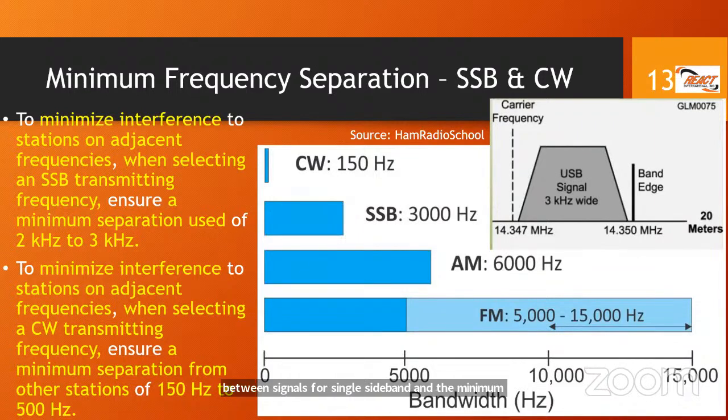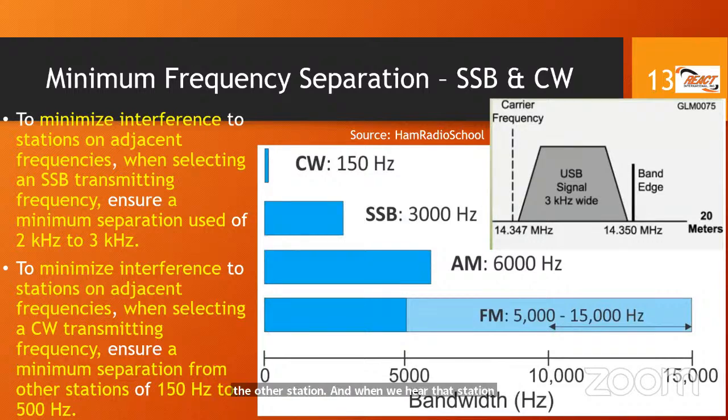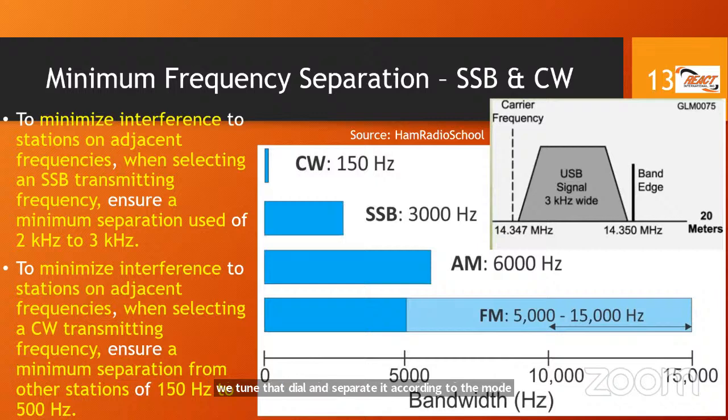So when we're using the tuning dial on our radio to tune the frequency that we're going to transmit or receive on, we need to make sure that we are separate. We'll hear the other station, or the pair of stations speaking, or however many of them there are on that frequency, and we want to transmit to talk to someone else on a different frequency. We need to make sure that we tune that dial and separate it according to the mode with sufficient separation so that we do not cause interference with another. And of course, they will not, or hopefully not, cause interference to us.